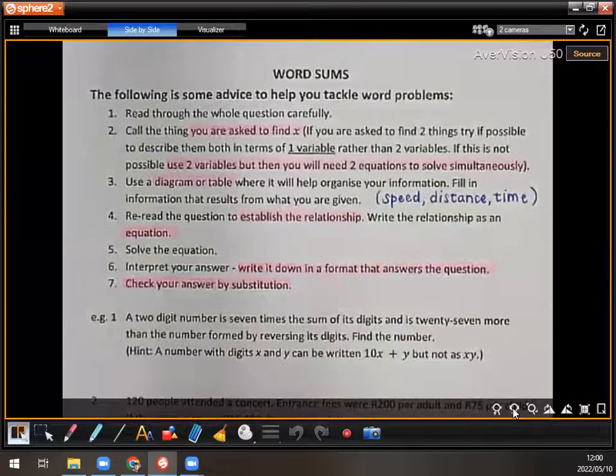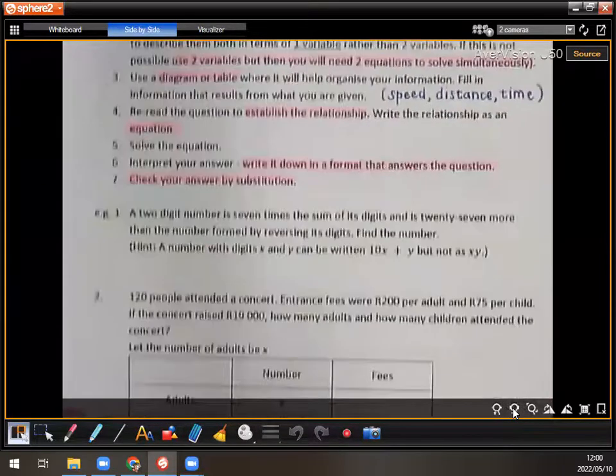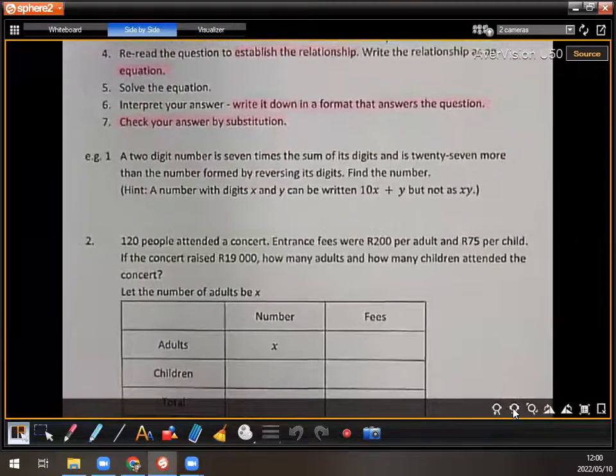Okay, example one. Now, this sounds very complicated, so maybe you need to read it through a couple of times. A two-digit number is seven times the sum of its digits, and is 27 more than the number formed by reversing its digits. Find the number.